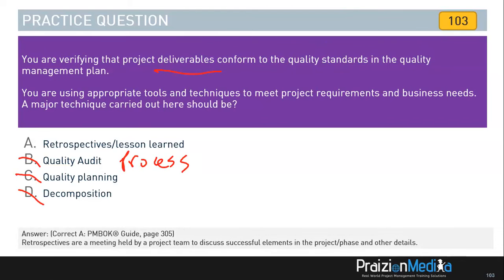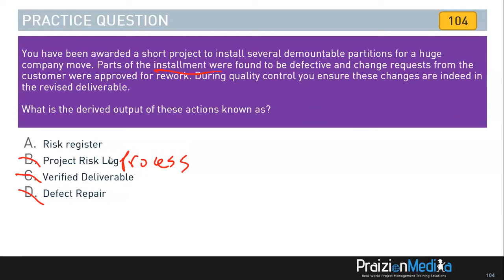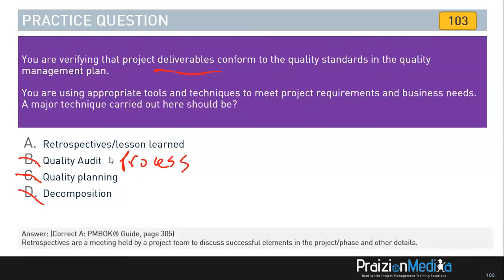These are meetings held by a project team to discuss successful elements in the project or phase and other details. When it says tools and techniques, you've got to understand that the retrospective and lessons learned are tools and techniques of perform, or I should say, control quality. Control quality uses retrospectives and it uses lessons learned as a technique. Let's move on. Go into the next question.